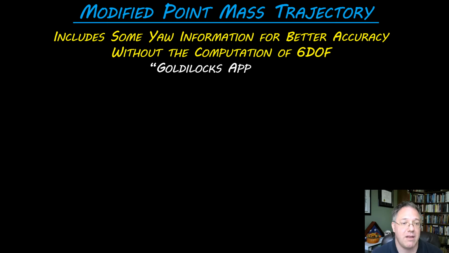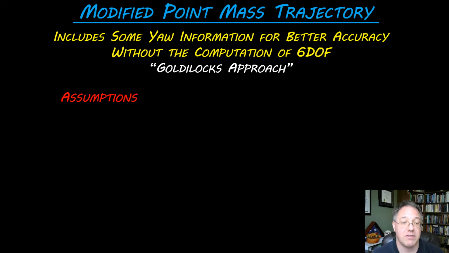The modified point mass trajectory is a way to include some of the yaw information so that we get better accuracy without having to follow all of the computations of the full 6 degree of freedom model. This really comes down to being a Goldilocks approach, where we keep the largest factors, the most important things to get accuracy, and neglect some of the things that have high computation but little input into the accuracy of the model.